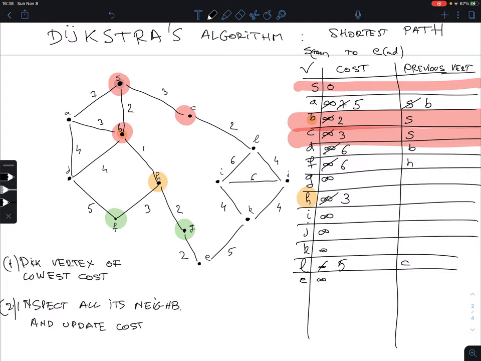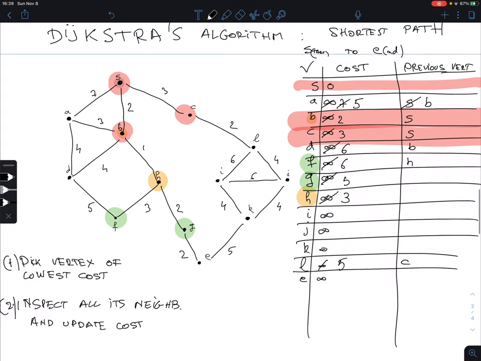Okay, good. That takes care of F and G. I should have marked them in here, otherwise I don't see what I'm doing. What about G? G has also not been visited yet. The cost at H is 3, and the new cost is 2, so altogether 5, and it's also coming from H. Perfect.